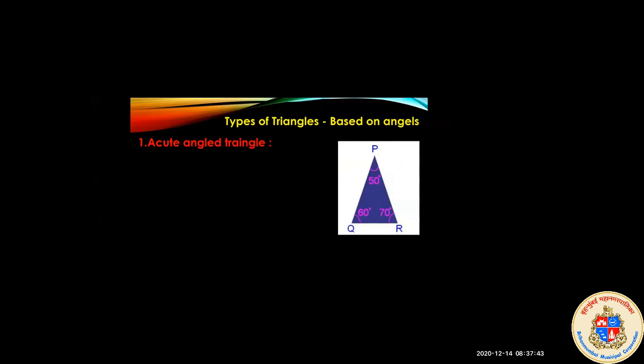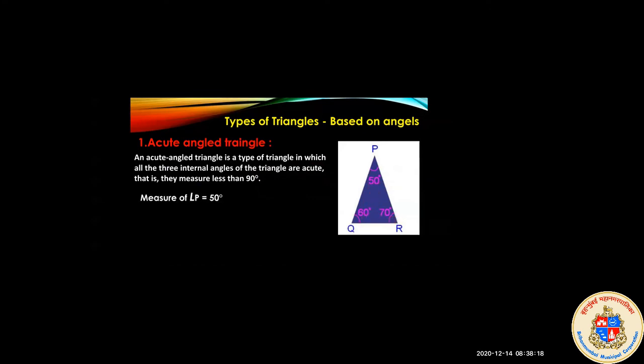Now what is an acute angle triangle? An acute angle triangle is a type of triangle in which all the three internal angles of the triangle are acute. That is, they measure less than 90 degrees. So see what is given: the internal angles, meaning inside, are all below 90 degrees. See, this is 50 degrees, this is 60 degrees, this is 70 degrees. So all the measurements of these angles are less than 90 degrees.